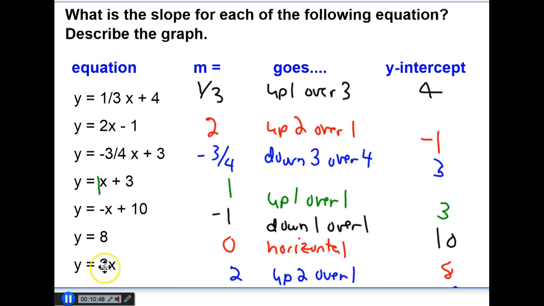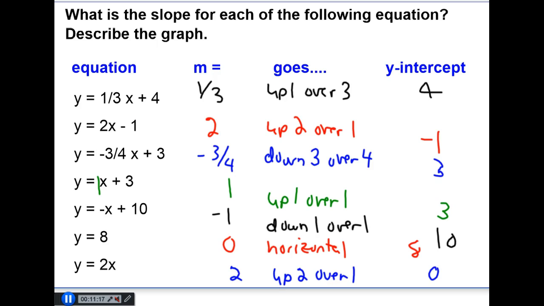And this one, it's kind of askew here. This one has a y-intercept of 8. And then this one right here, y equals 2x. It's got a slope of 2, but it's off the screen there, but the y-intercept for this one is 0 because there's no number on the end.